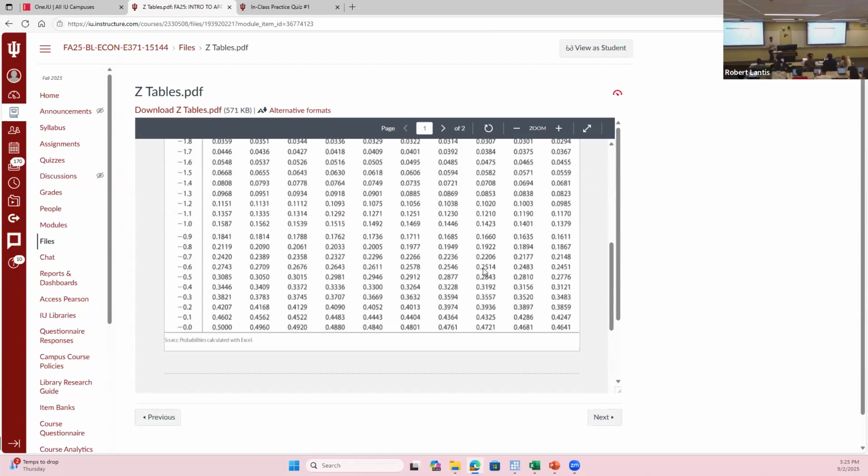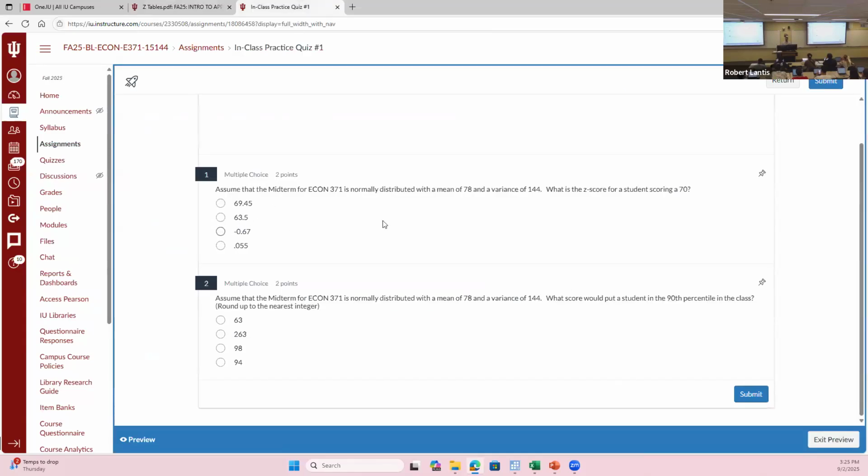I could do this for any value of X I was interested in. Here we were simply asked what the Z-score was, so we had negative 0.67, but I could add a question to find the probability after that. Any questions on that before we move on?